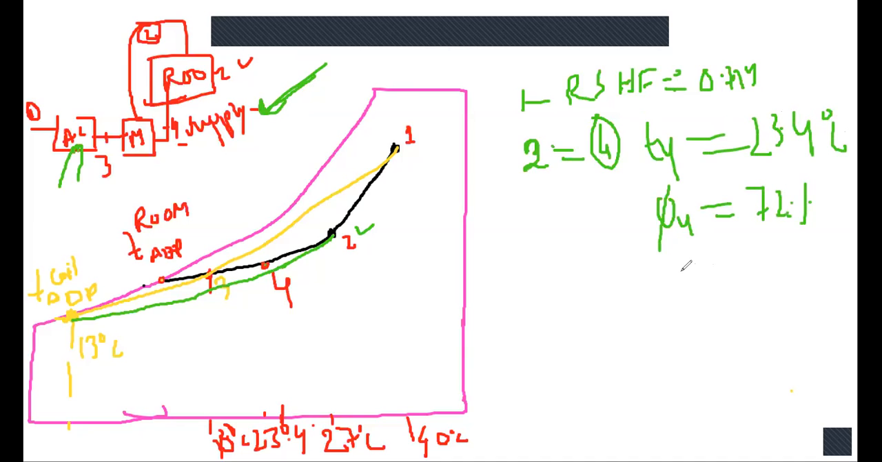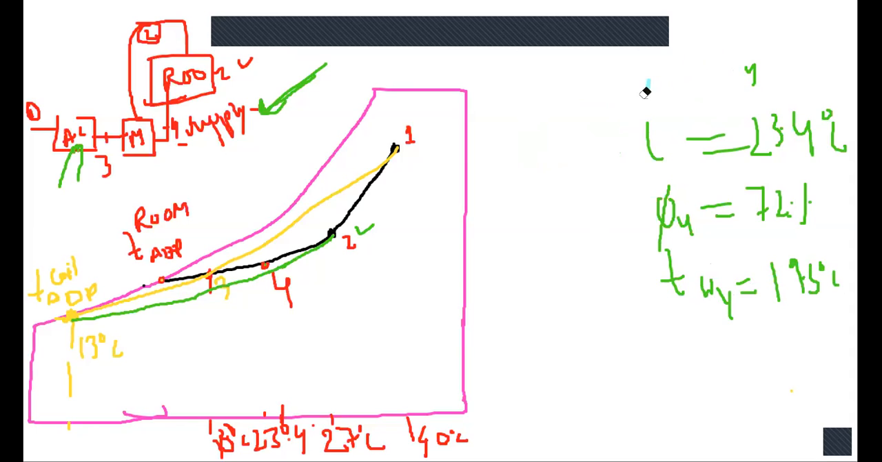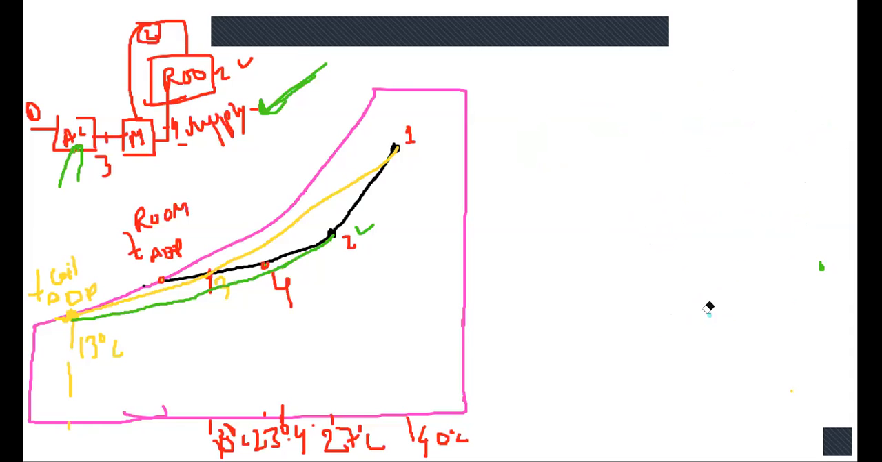Also calculated the wet bulb temperature W4, which is around 19.5 degree. Please check this value. Point 2 is done, 1 and 2 are done. Now the third part is the amount of makeup air.